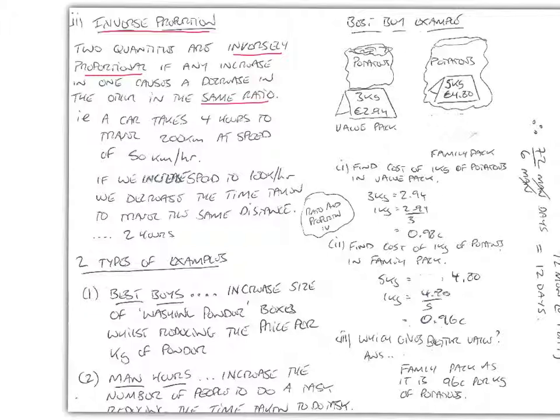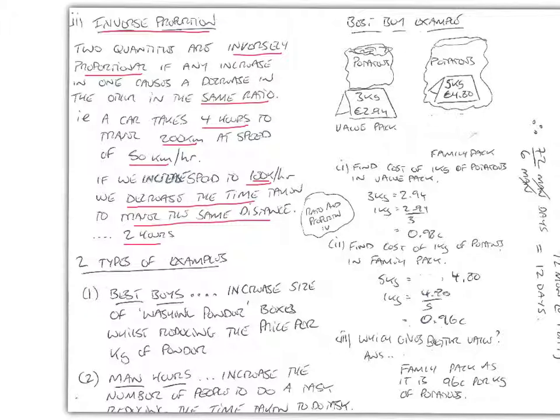Okay, so just an example so you can visualize that. A car takes 4 hours to travel 200 kilometers at a speed of 50 kilometers per hour. Each hour does 50 kilometers. 4 hours later, it's traveled 200 kilometers. If we increase the speed to 100 kilometers per hour, then we're going to get there faster, and so we're therefore decreasing the time taken to travel the same distance to 2 hours. So speed and time are inversely proportional to each other.